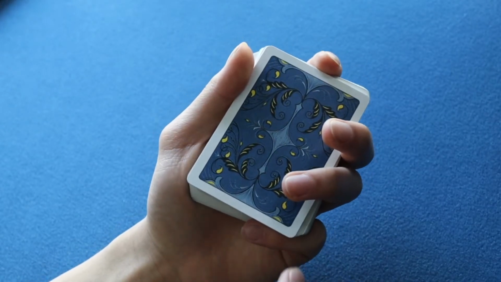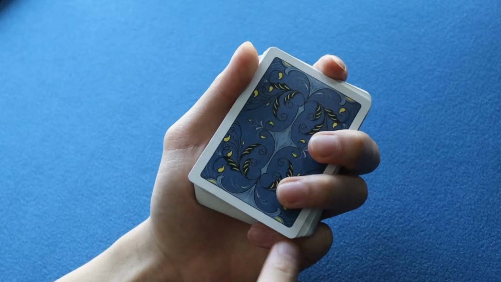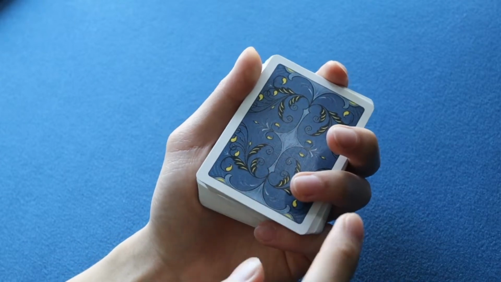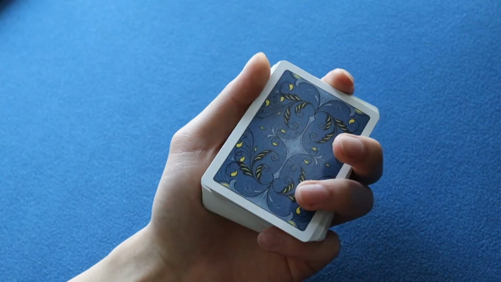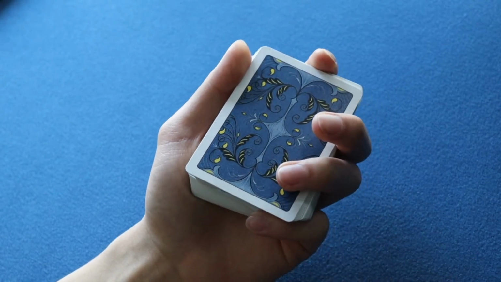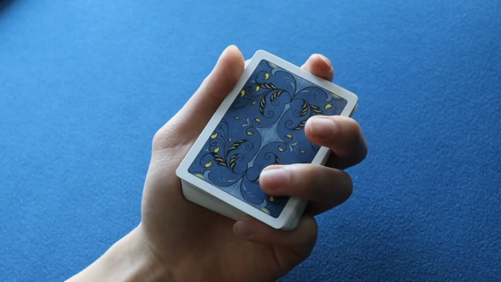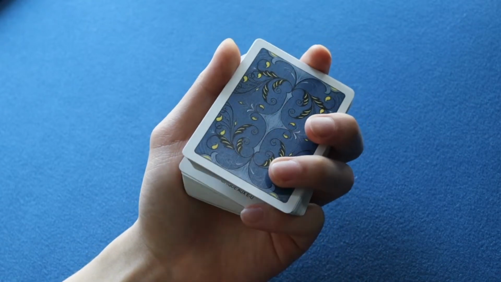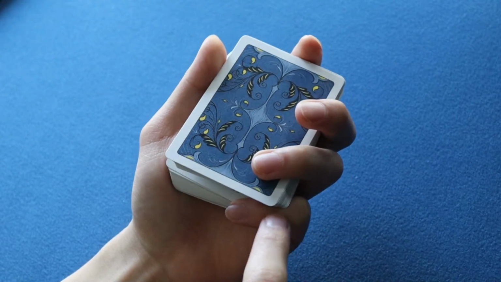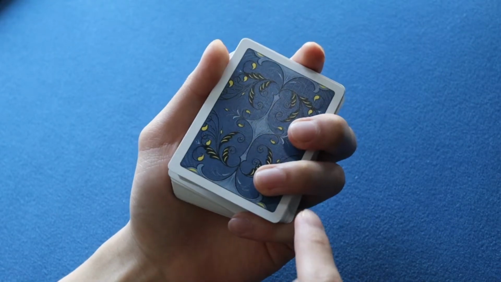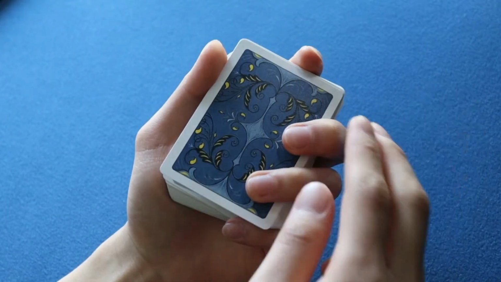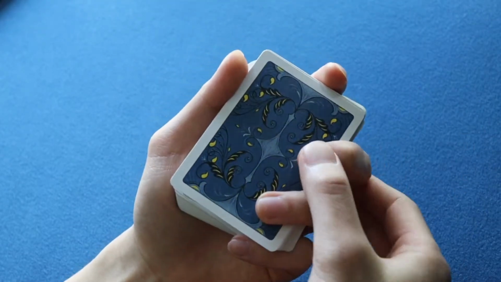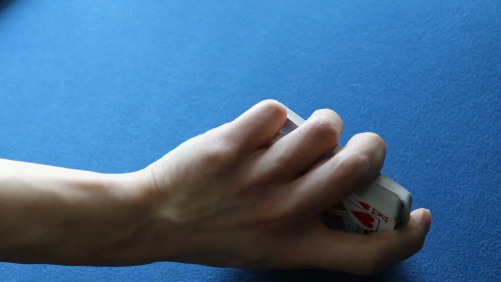So this is essentially the only part that's contacting the upper packet. Man, I'm struggling with words today, but yeah. So essentially, now you're having the upper packet clipped in between this part of your pinky, as well as your ring finger and middle finger, which is just wrapped around the deck, right, like so.